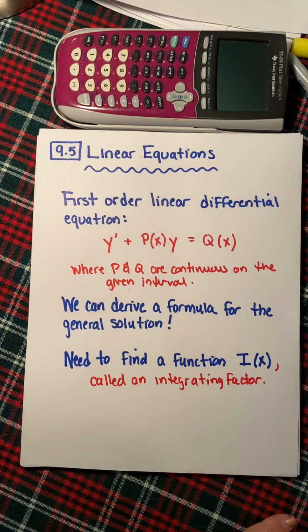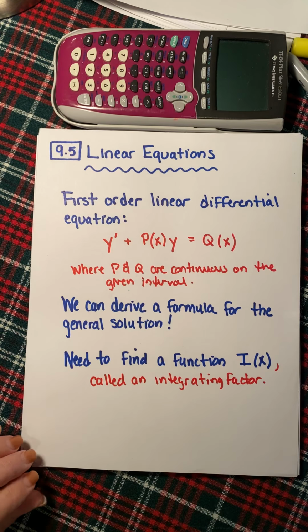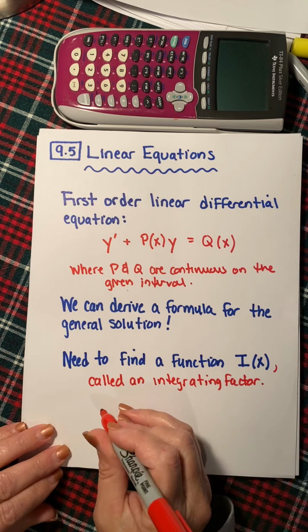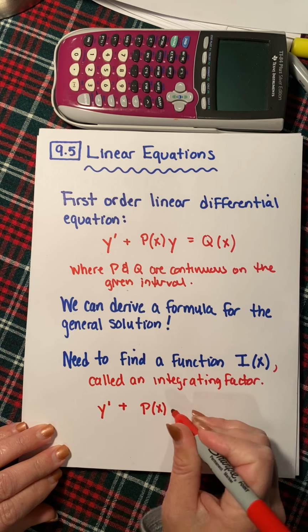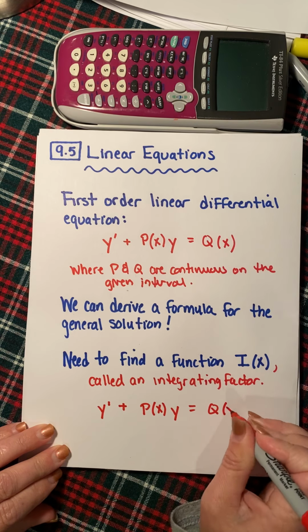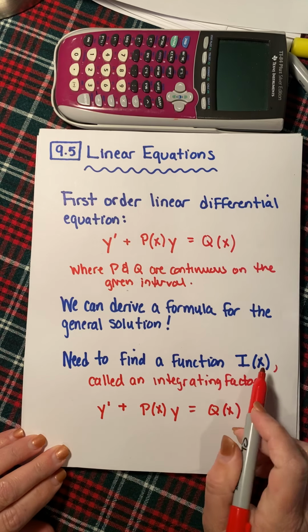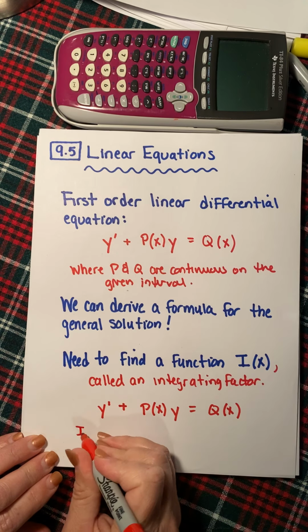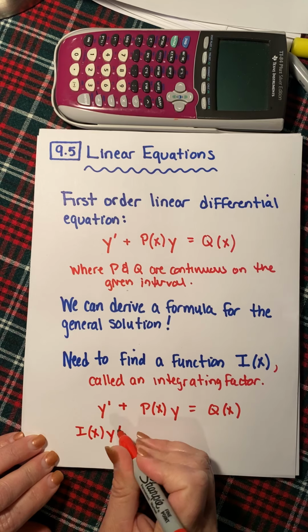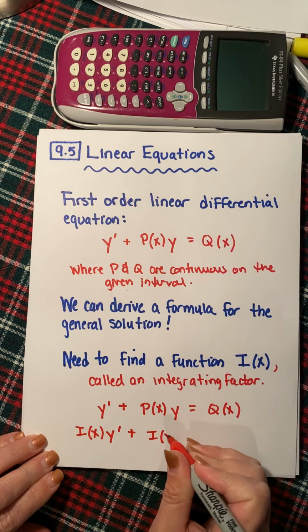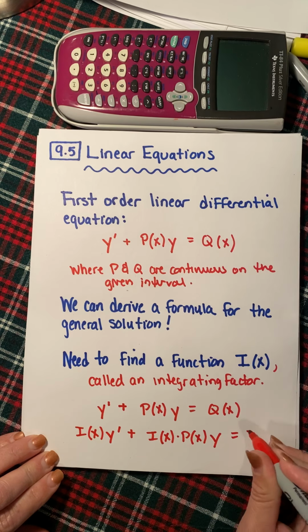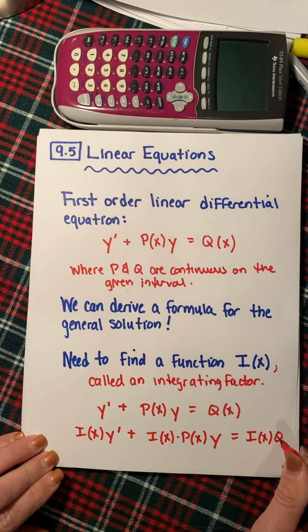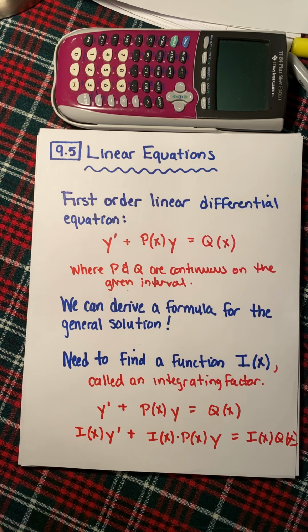So once we find this function I of x, and I'll show you how to find it in a moment, we're going to take our differential equation, and we're going to multiply both sides of the equation by this great magical function I of x. So we'll have the product of two functions here times the function that we're looking for equals this integrating factor times the function of x on the right hand side of the equation.